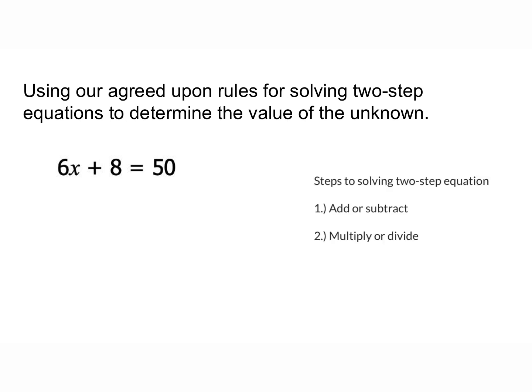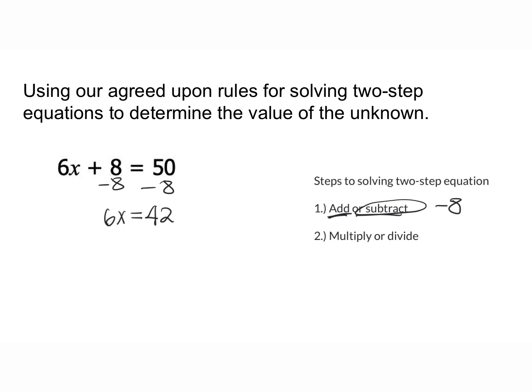All right, so here are steps. I just abbreviated them. So first, we're going to add or subtract. So again, we have addition. So we're going to subtract 8 from both sides. Then we have 6x equals 42.